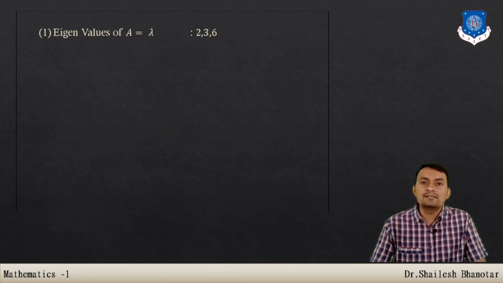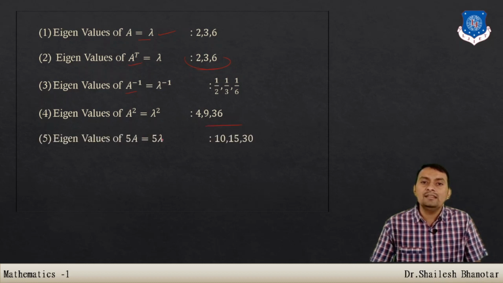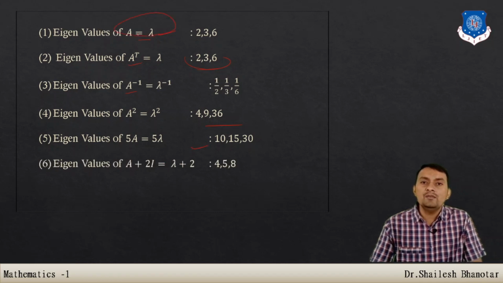So the eigenvalues of A are 2, 3, 6. For A transpose, they will be the same. For the eigenvalues of A inverse, just take the reciprocals. For A square, just take lambda square. For 5A, just multiply by 5. For A plus 2I, just add 2 to each eigenvalue, and you will get this.